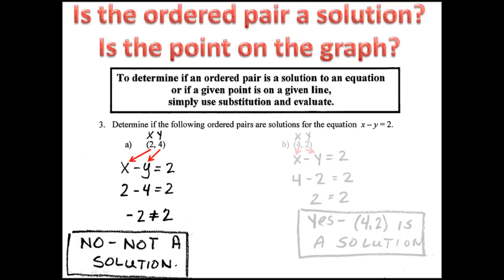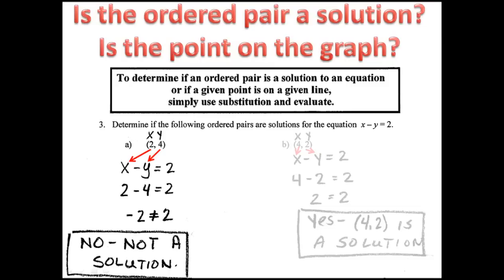In our next example, they ask us to determine if the ordered pair is a solution for the equation. We have an equation x minus y equals 2. We want to know if the numbers 2 and 4 work in this equation. In other words, if I plug them in, will it be true?